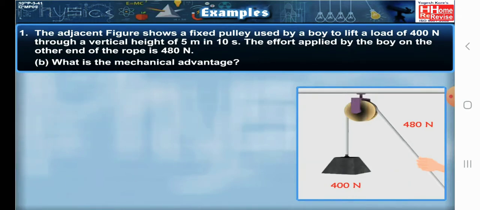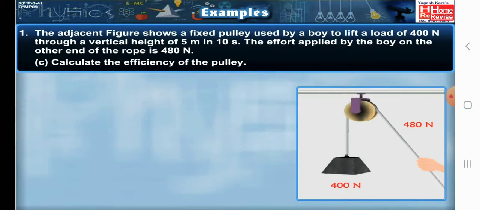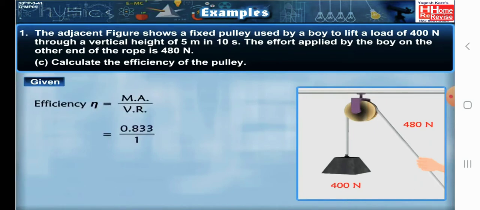B. What is the mechanical advantage? Mechanical advantage is equal to load upon effort, or MA is equal to 400 upon 480, which equals 5 upon 6, which further equals 0.833. C. Calculate the efficiency of the pulley. Efficiency eta is equal to MA upon VR. Substituting the values, it equals 0.833 upon 1, which equals 0.833 or 83.3%.